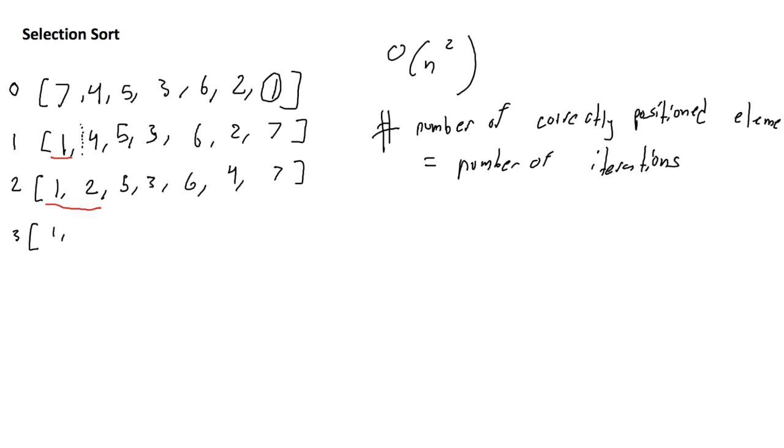Of course we have 1 and 2. We don't need to look at them anymore because they're guaranteed. Looking through the remaining ones, we have 3. So 3 just needs to swap with 5. So this is our list as a result after 3 iterations. And of course, these 3 are guaranteed. So it's a pretty straightforward algorithm.